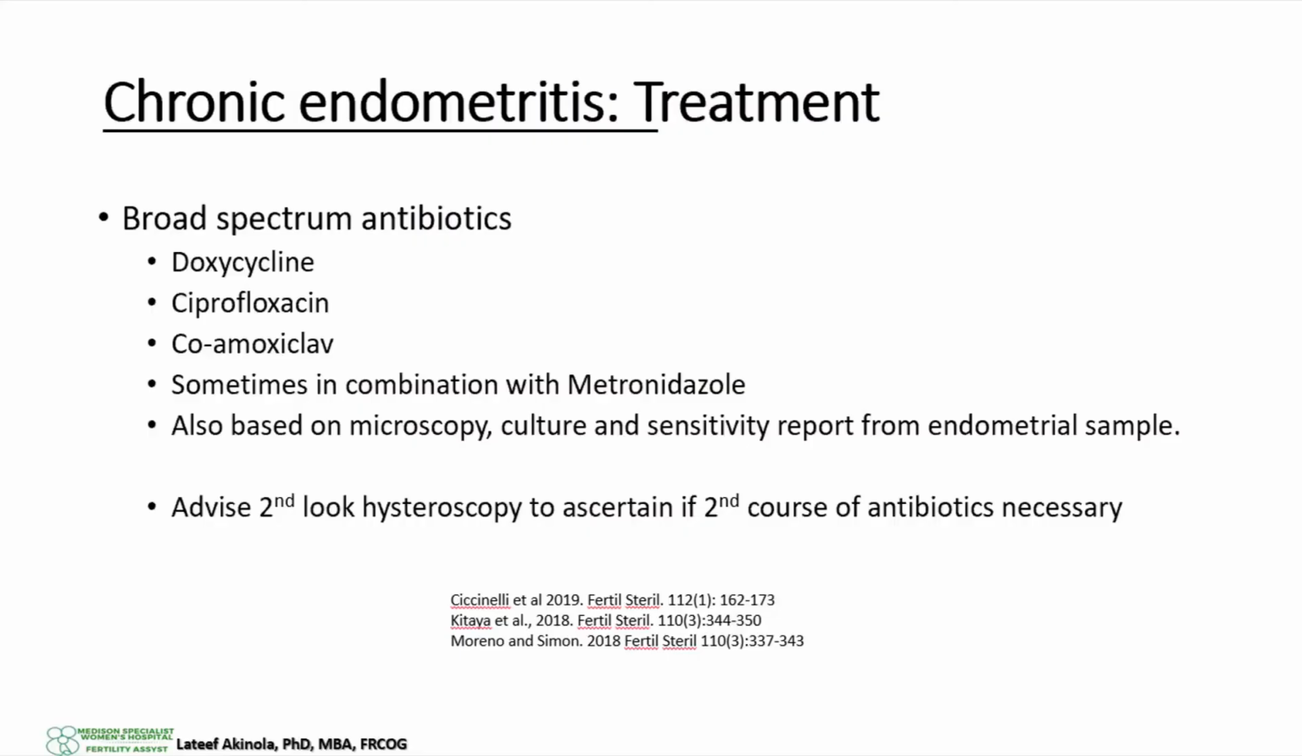Treatment of chronic endometritis is mainly by giving broad-spectrum antibiotics, which include doxycycline, ciprofloxacin, co-amoxiclav, sometimes given in combination with metronidazole. It is also better if we base the treatment on the culture and sensitivity report from the endometrial sample taken during the hysteroscopy. It is advisable to do a second look hysteroscopy to ascertain if a second course of antibiotics is necessary.